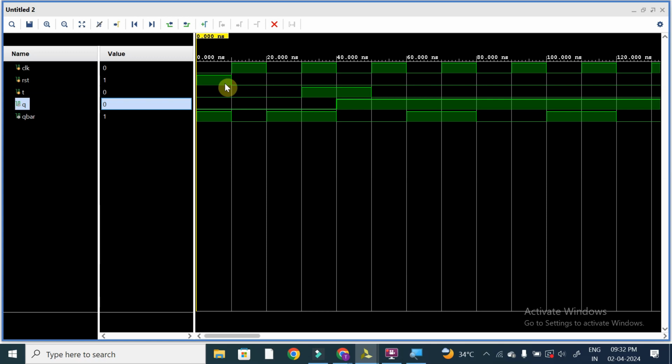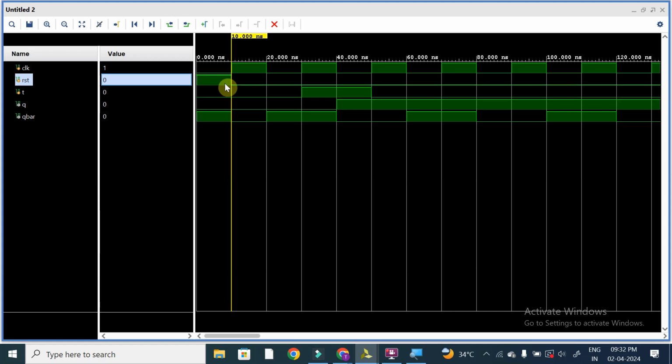If you observe in the previous design, even though we have applied our reset signal, until we are getting the positive edge of the clock, my output is in the unknown state only. It is getting 0 after reaching the positive edge of the clock. But here my reset signal is asynchronous to clock, so it is not waiting for the clock to come.